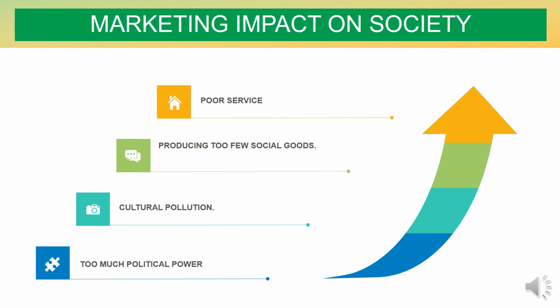Next one is producing too few social goods. There needs to be more of a balance between social and private goods.